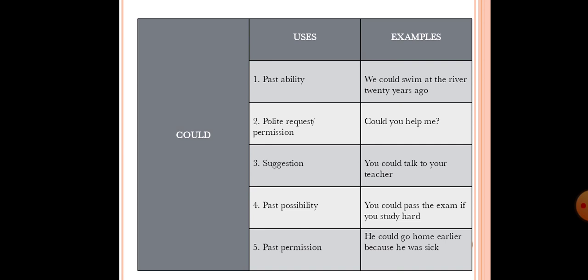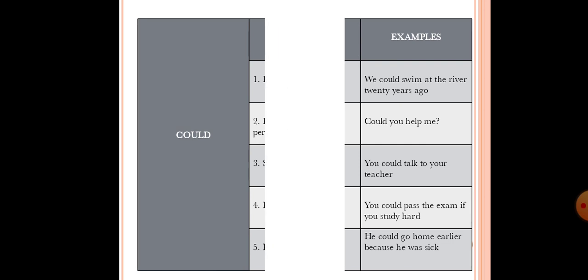Example, we could swim the river 20 years ago. Polite request or permission. Could you help me? Or you can add please at the end of the sentence. Could you help me please? This is better. Suggestion. You could talk to your teacher. Past possibility. You could pass the exam if you study hard. And past permission. He could go home earlier because he was sick.